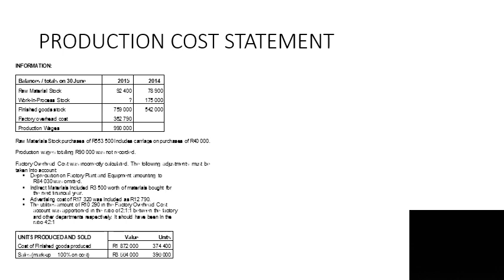The last bullet: the utilities amount of 10,290 in the factory overhead cost account was apportioned in the ratio of 2:1:1 between the factory and other departments respectively. It should have been in the ratio 4:2:1. Now when we are given a ratio, we must start by adding the total ratio. 2 plus 1 plus 1 gives us a total of 4. So for factory, the incorrect apportionment was 2 out of 4.